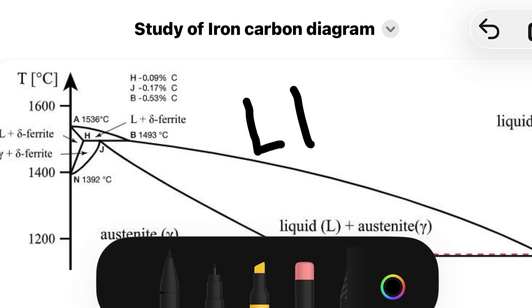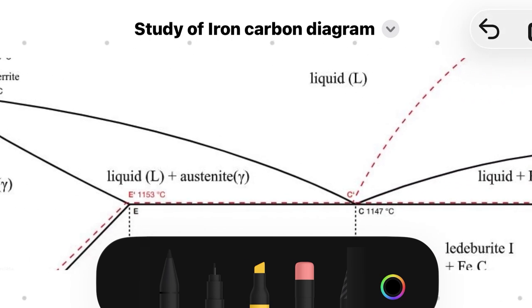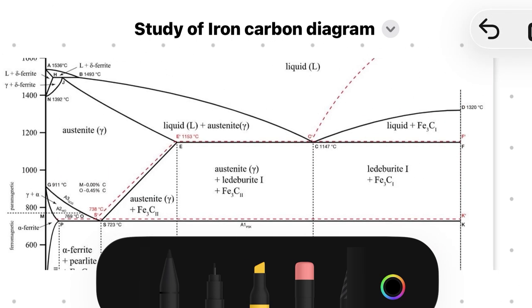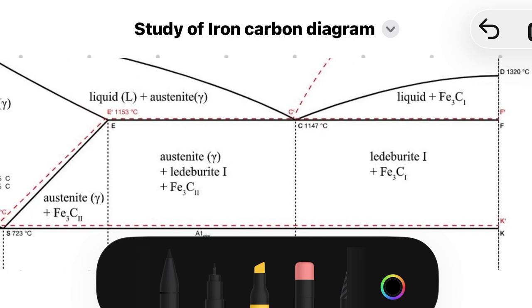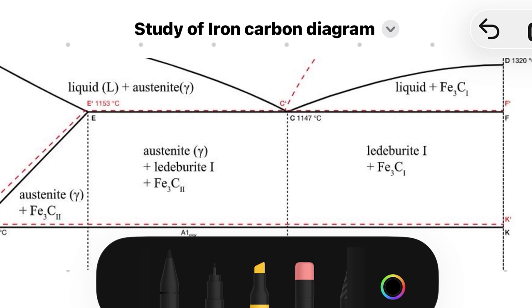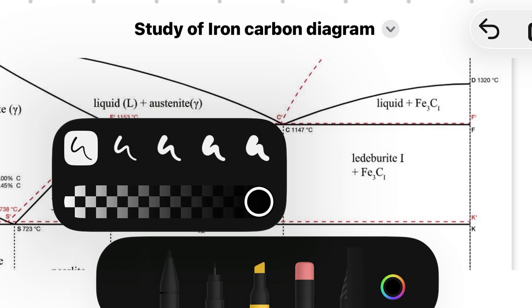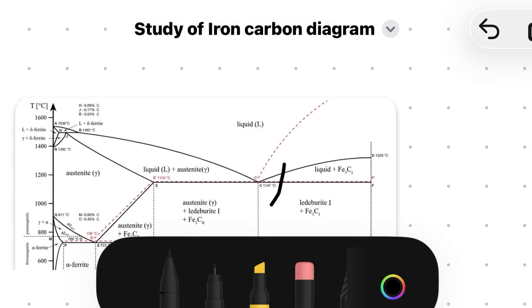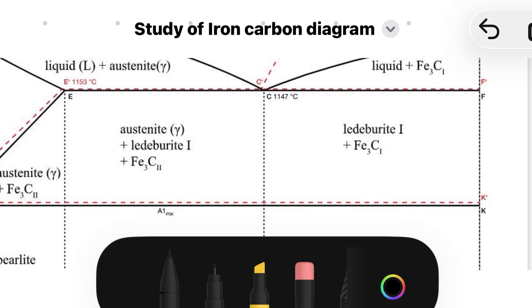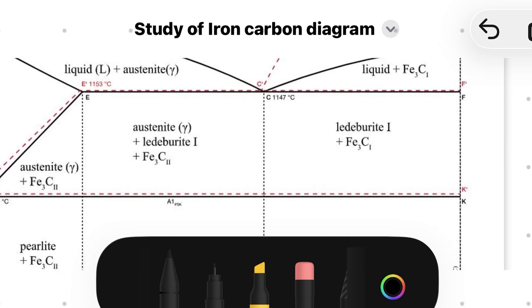And the next reaction is the eutectic reaction, which is the more relevant reaction. You have to remember this reaction. This reaction happens at 1147 degrees temperature. Here you can see the liquid phase. The liquid phase is transformed to this. I can write it there.